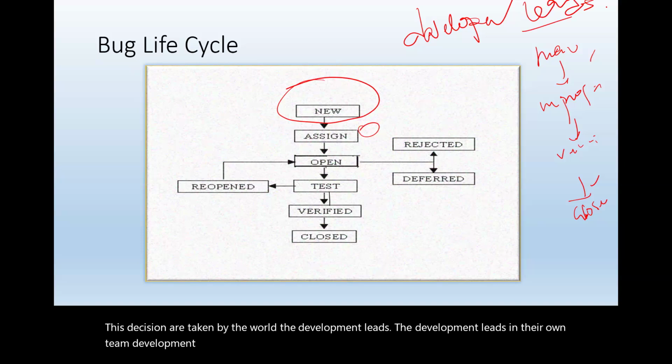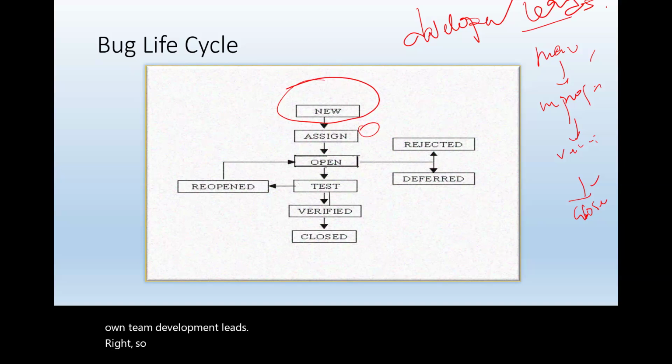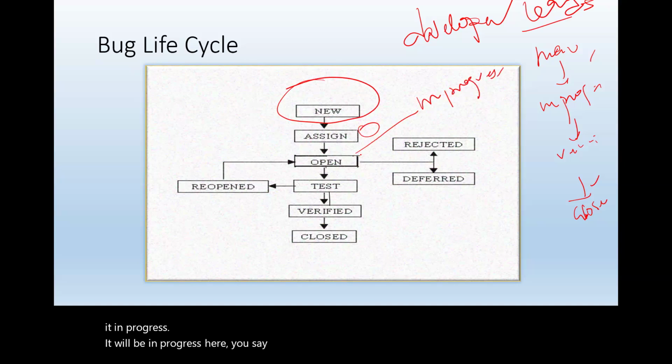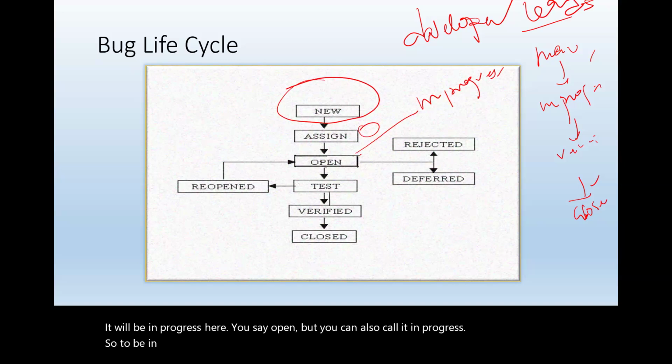Development leads, right? So now they assign this bug and the bug tends to be open. Open can also be called in progress. It will be in progress. Here you say open, but you can also call it in progress. Both words are used for this particular phase, all right? So from in progress, development will start analyzing this particular bug.